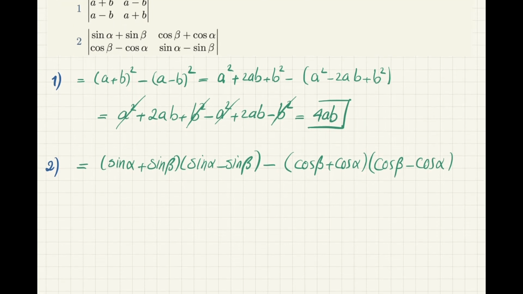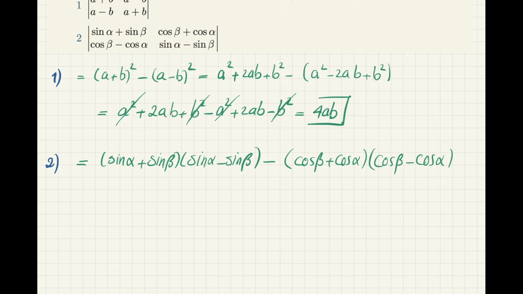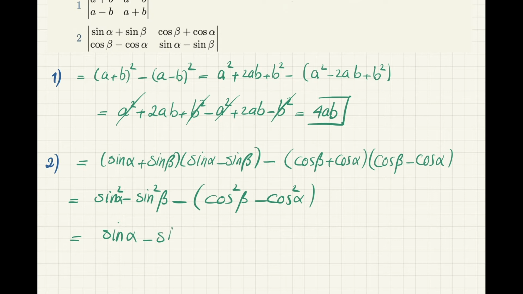Yes, and I have to simplify that, and immediately you realize that these two are actually a conjugate pattern. This is also a conjugate pattern. So what I can do, I can write the first one to the 2 minus the second one to the 2, minus, the second one is also a conjugate pattern, so it becomes cosine to the 2 minus cosine to the 2, for beta and alpha. Then I remove these unnecessary brackets, so sine squared alpha minus sine squared beta minus cosine squared beta plus cosine squared alpha.